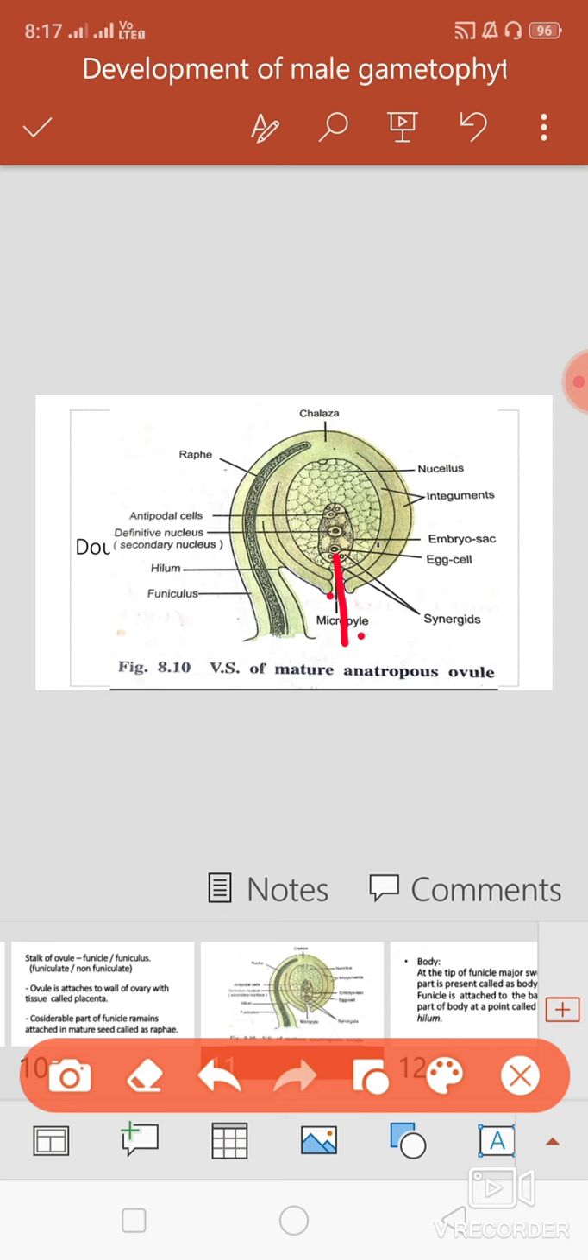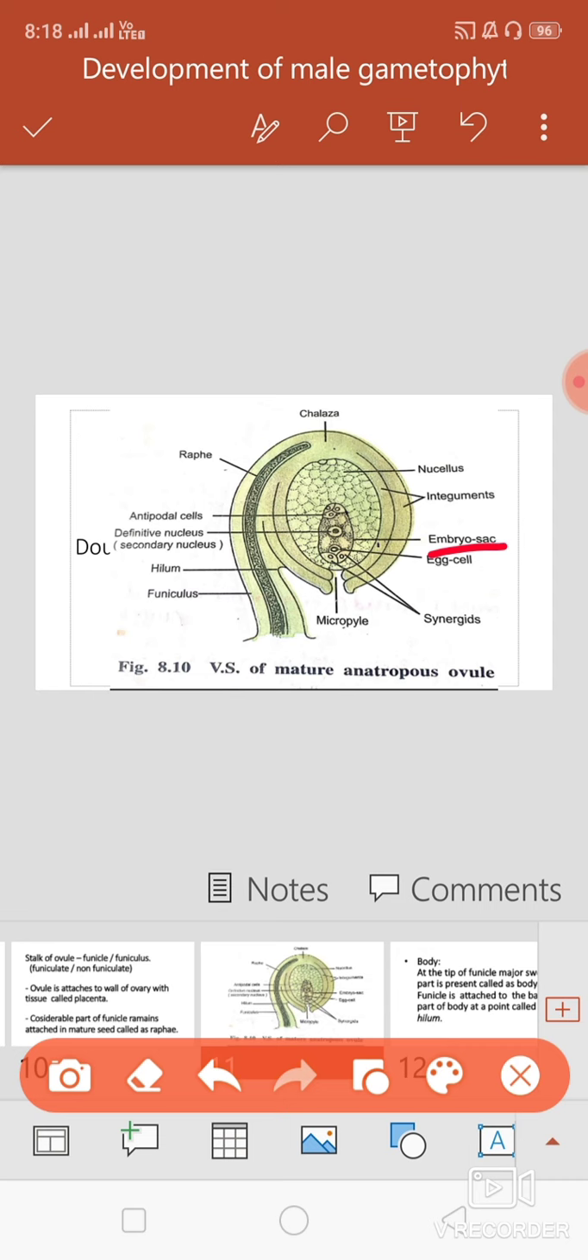And the second function: during seed germination, it allows the entry of water, and the radicle comes out through it, right? These are the two functions of the micropyle. The next part is the embryo sac, also called the female gametophyte, and this is the important part.